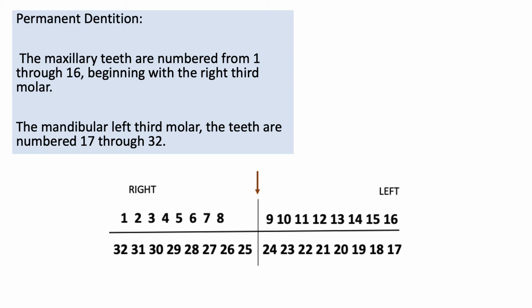Now coming to the lower arch, it will be numbered from 17 to 32, from left to right, where 17 will be representing the lower left third molar and 32 will be representing the lower right third molar. So this is a sequential arrangement of numbers in the universal notation system when it is used in the permanent dentition. So it is numbered from 1 to 16 in the upper arch and 17 to 32 in the lower arch.